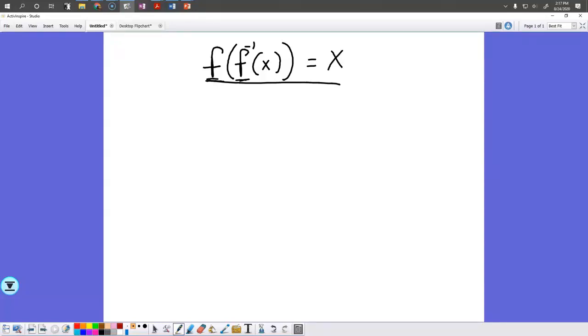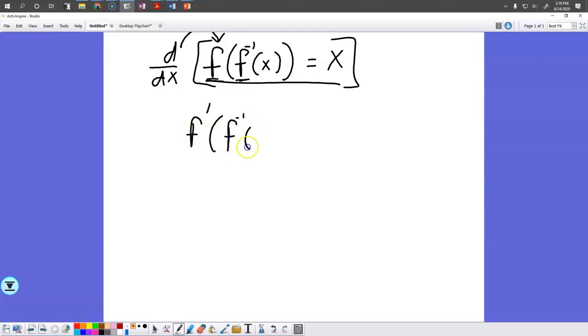Let me show you. If you take the derivative of this with respect to x, you can apply the chain rule. Derivative of the outside times the derivative of the inside.